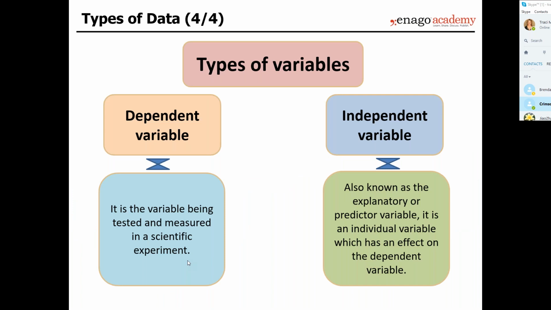Now, when we're looking at variables, most of the time, in the simplest version of statistical analyses, we're looking at a dependent variable and an independent variable. The dependent variable is the one that is going to be measured, and we're expecting it to change dependent upon the independent variable. The independent variable, also known as the explanatory or predictor variable, is an individual variable which has an effect on the dependent variable.